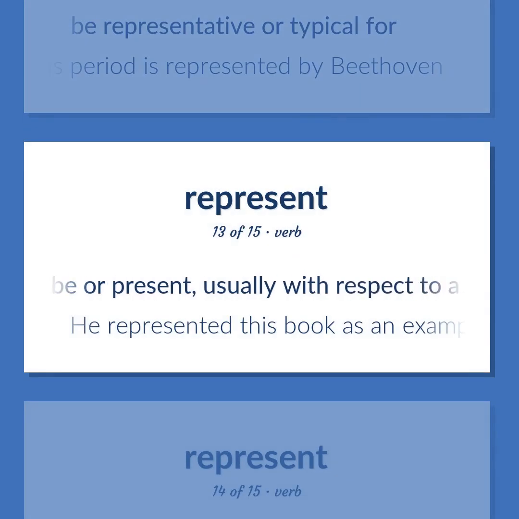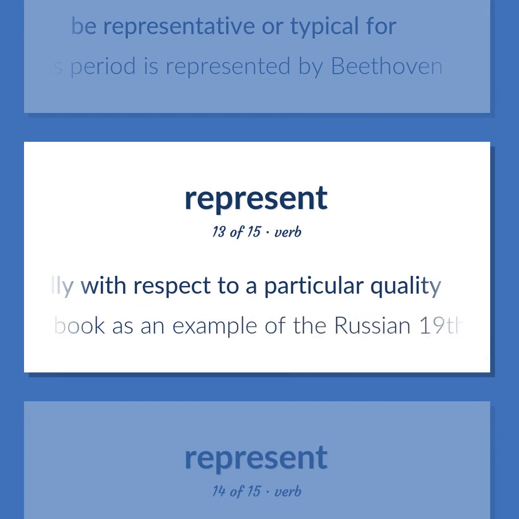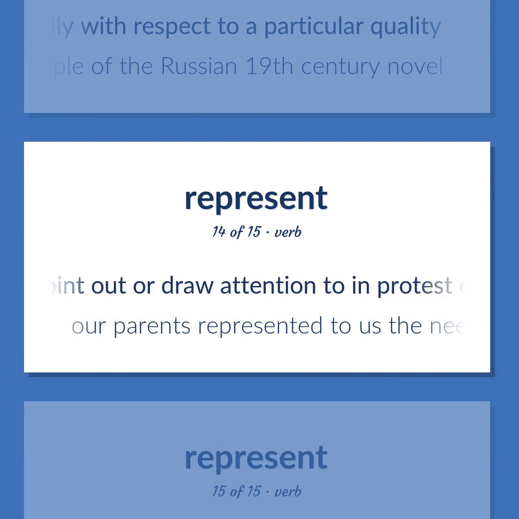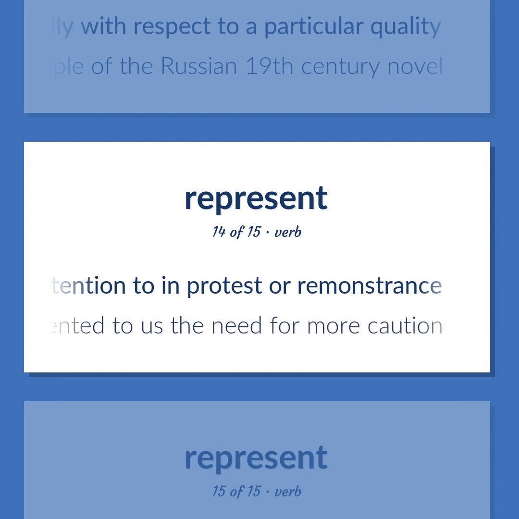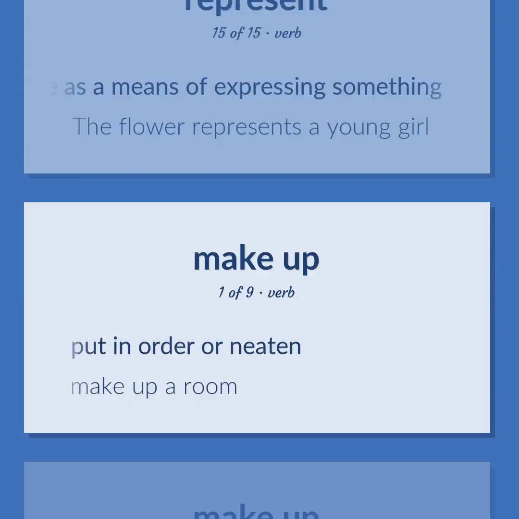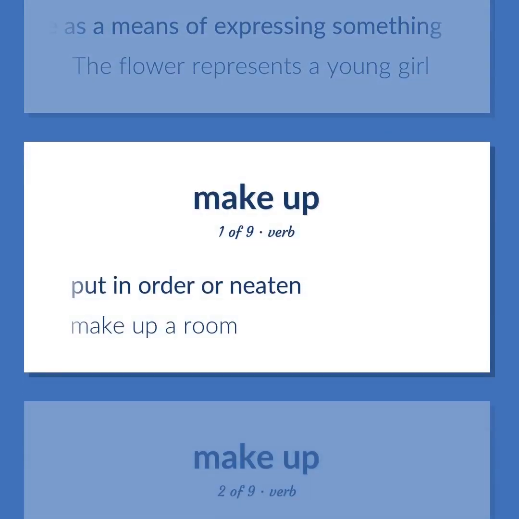Describe or present, usually with respect to a particular quality. He represented this book as an example of the Russian 19th-century novel. Point out or draw attention to in protest or remonstrance. Our parents represented to us the need for more caution. Serve as a means of expressing something. The flower represents a young girl. Put in order or neaten. Make up a room.